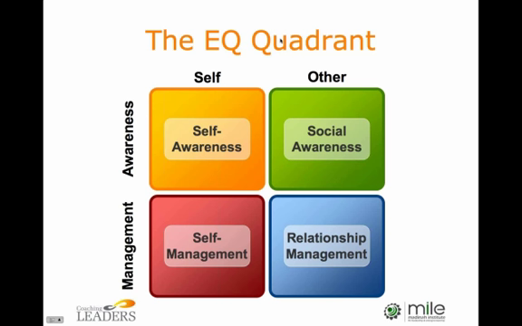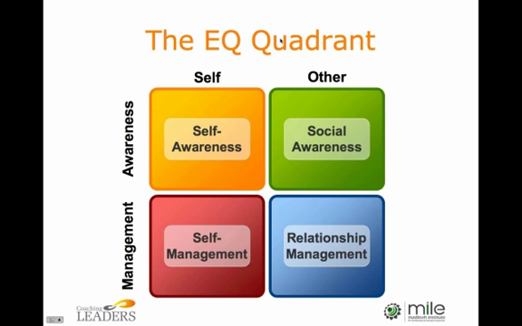Self-awareness in the top left is being aware of your own emotions and understanding what gives rise to those emotions. Self-management is being able to manage your own emotions and hence the actions that spring from them effectively. Social awareness is recognizing and understanding emotions in other people. And relationship management is being able to manage and inspire emotions in others.